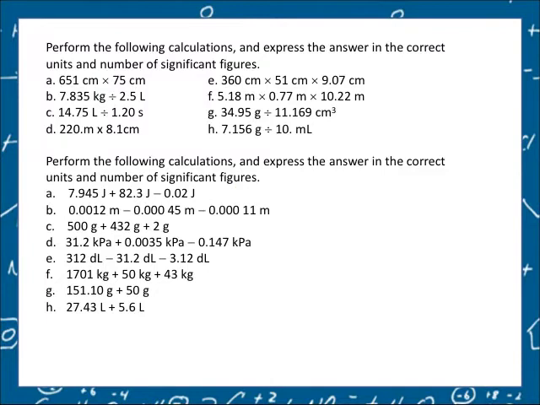Okay, second problem, 7.835 divided by 2.5. My calculator returns 3.134. This one has the lower number of significant figures. It has 2, so I want to keep the first 2. That's the 3 and the 1. I look at my next one to tell me how to round the 1. Doesn't round up, so my answer is going to stay as 3.1.